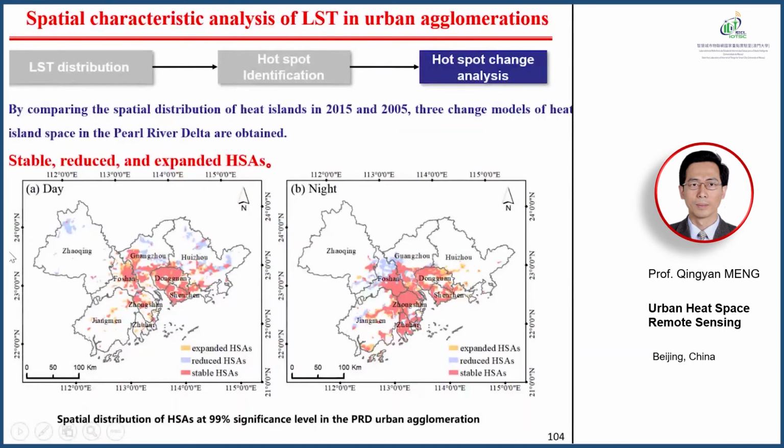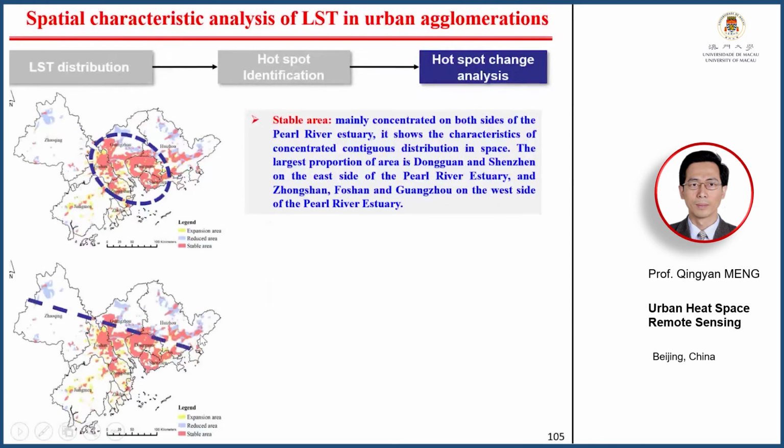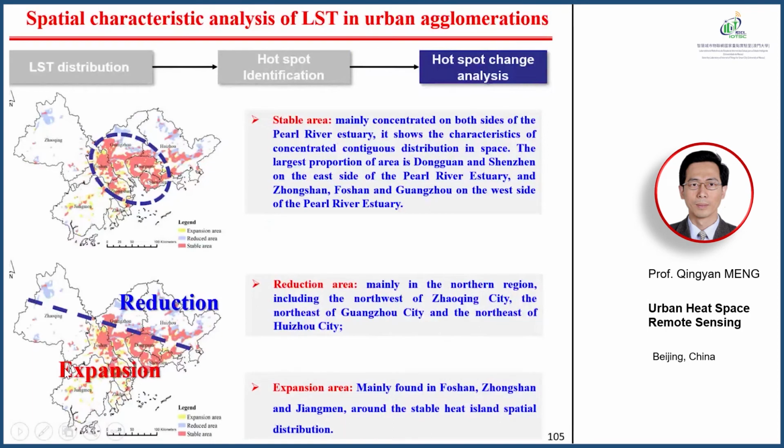By comparing the spatial distribution of the heat island in 2005 and 2015, the change model of the heat island space in the area is obtained: stable, reduced, and expanded. This is the stable area. This is the reduced area. This is the expanded area.